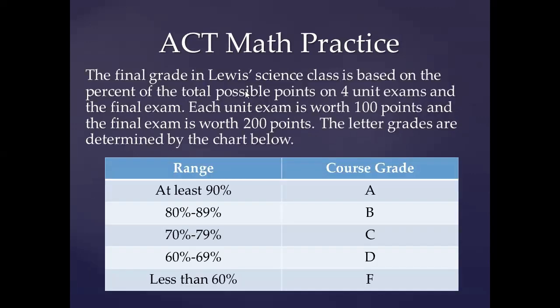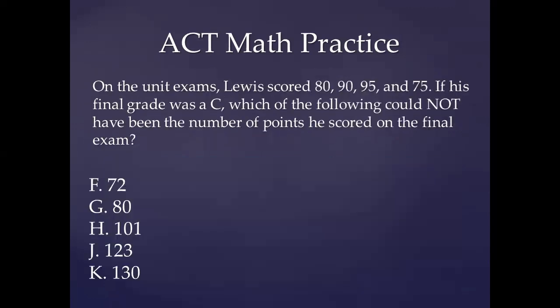So if we review the information that was given previously, we see that there are 4 unit exams and a final exam. Each unit exam is worth 100 points. So if we consider 4 unit exams worth 100 points each, that is a total of 400 points. And the final exam is worth 200 points. So if we add the 400 points to 200 points, that is a total of 600 points. So we know we can get 600 points in total.